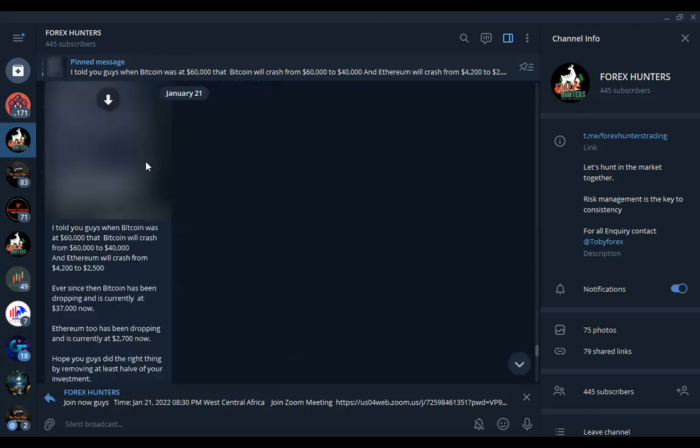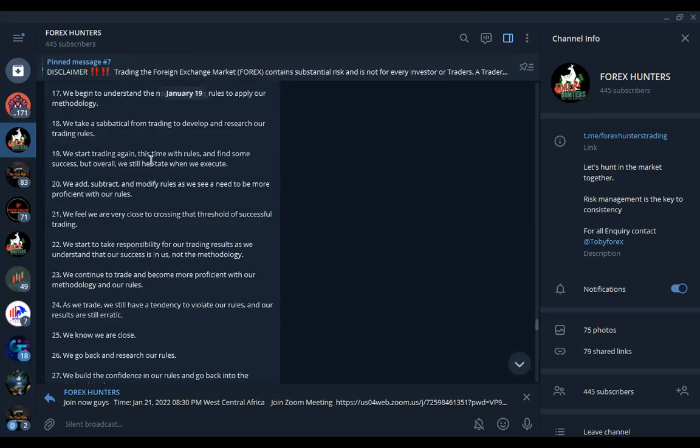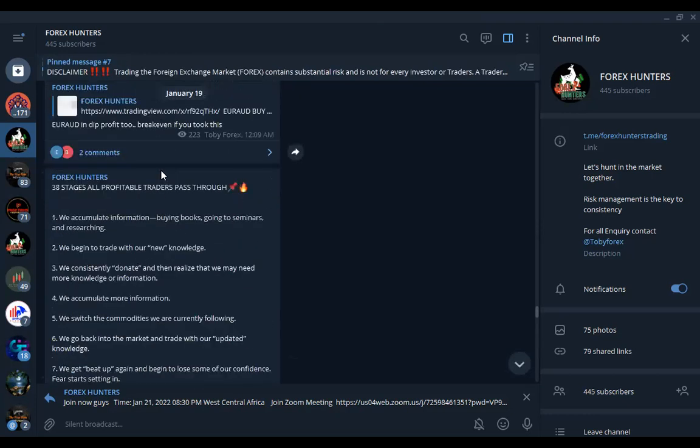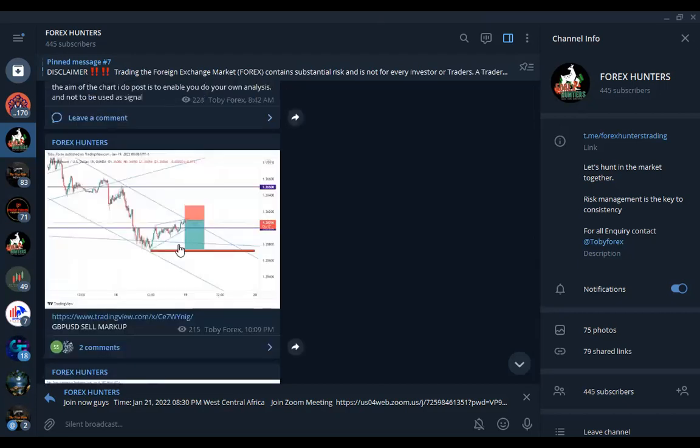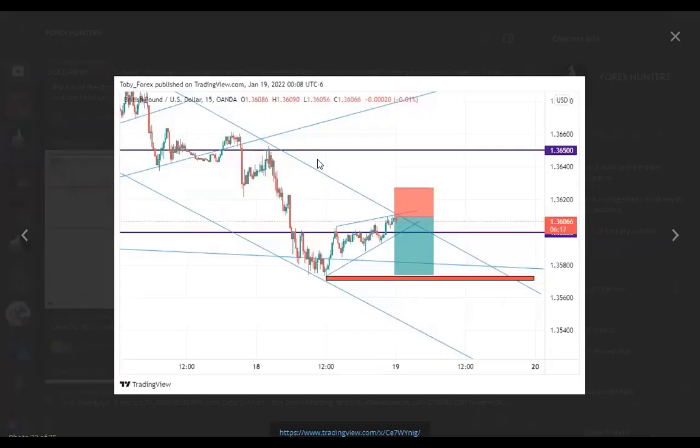So basically, let me go back to some of the chats that I posted. I want to answer some of the questions that you people asked, which is how do you know where to place your take profit and how to place your stop loss? So this is one of the trades that I sent out this week. This is GBP USD that later smashed our take profits. So how do you know your take profits and your stop loss?